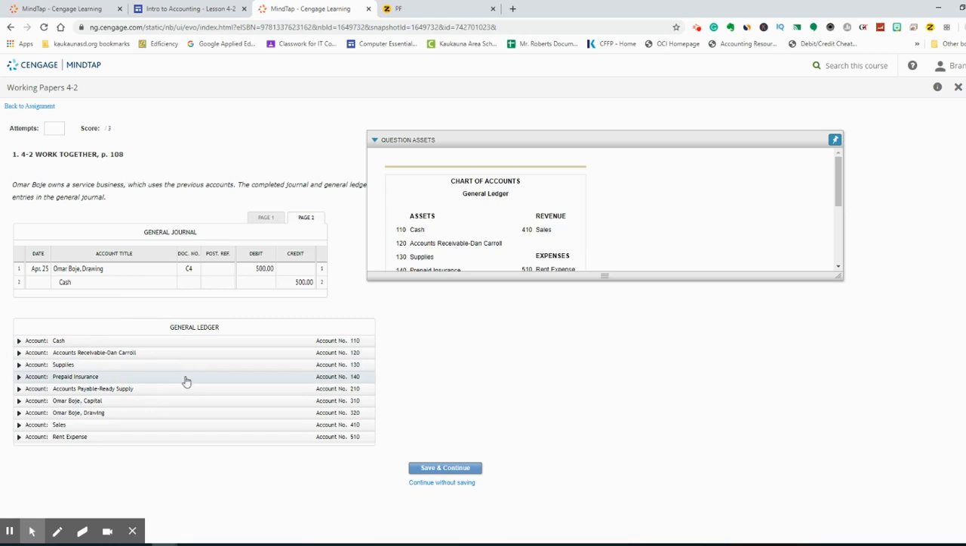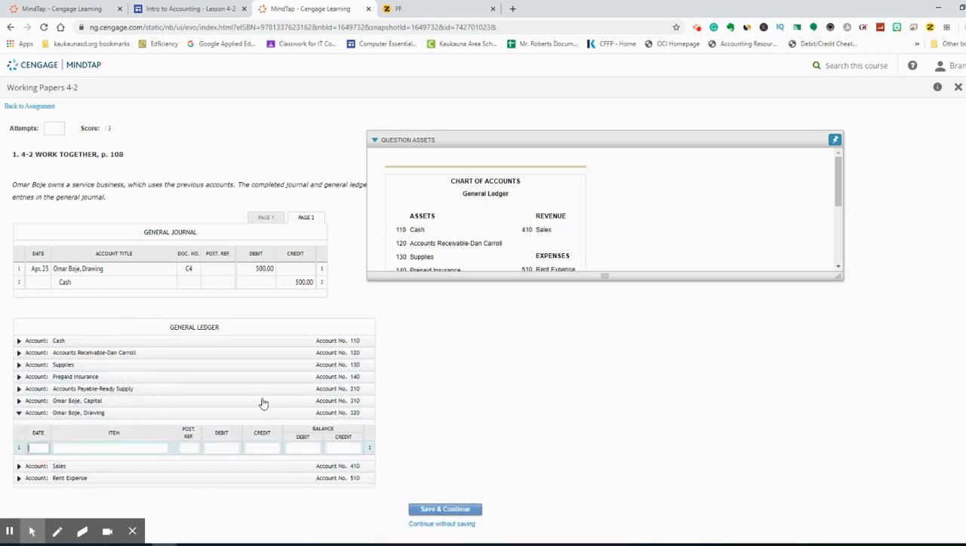And it looks like Omar Boje is going to take out some money. So let's go into the drawing account. Make sure we write in the full date since it's the first entry here in this ledger account. Post reference now is G2. It is a debit of 500. And the balance will be 500 as a debit. Account number 320.